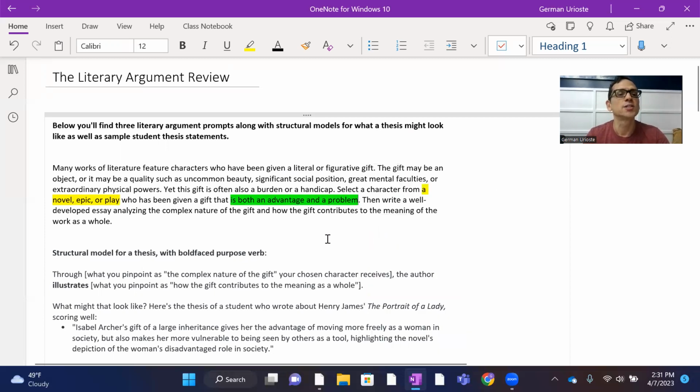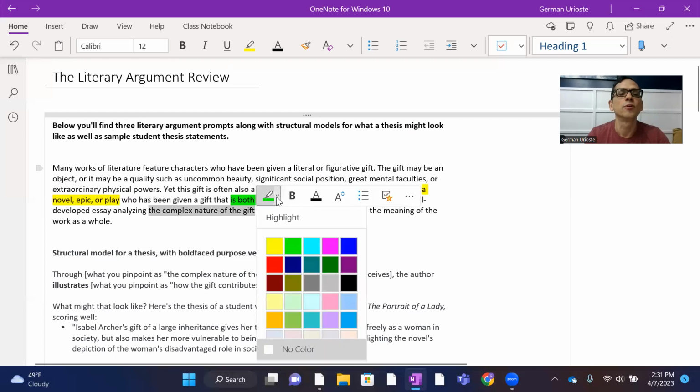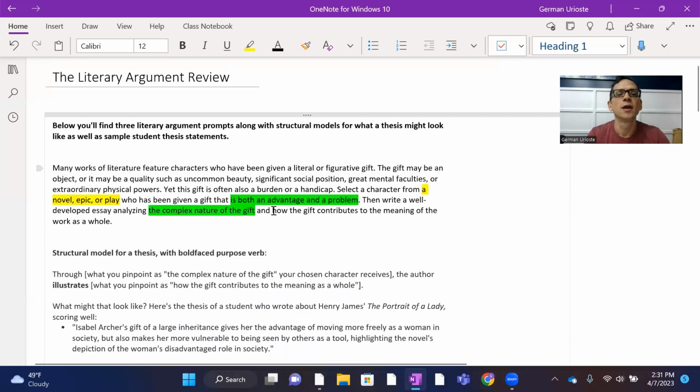Write a well-developed essay analyzing the complex nature of the gift, right? First thing you need to take note of: how the gift contributes to the meaning of the work as a whole. You're going to hear this phrase, I promise you, because I have been doing this for a long time, and I've looked at the laundry list of literary argument prompts, and they always include that phrase, the meaning of the work as a whole. What does that mean? That means your thematic interpretation of the text, given your assessment of this complex gift, right?